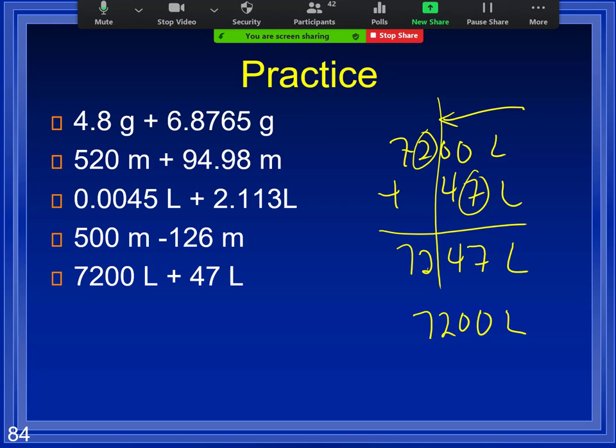Which is the same number I started with. And that's because the number I added was smaller than any of my estimates. My estimates were in the hundreds place, and 47 is less than halfway to 100. If I had done 53, we would have rounded up to 7,300. But that's how you do adding and subtracting.